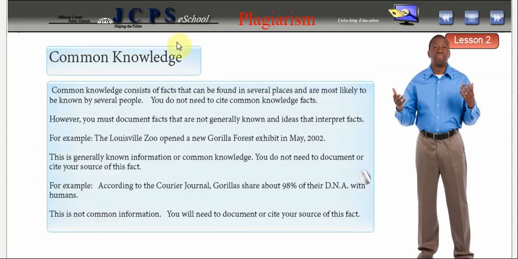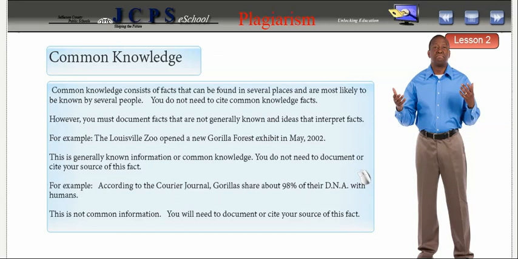Common knowledge consists of facts that can be found in several places and are most likely to be known by several people. You do not need to cite common knowledge facts. However, you must document facts that are not generally known and ideas that interpret facts. For example, the Louisville Zoo opened a new gorilla forest exhibit in May 2002. This is generally known information or common knowledge. You do not need to document or cite your source of this fact.